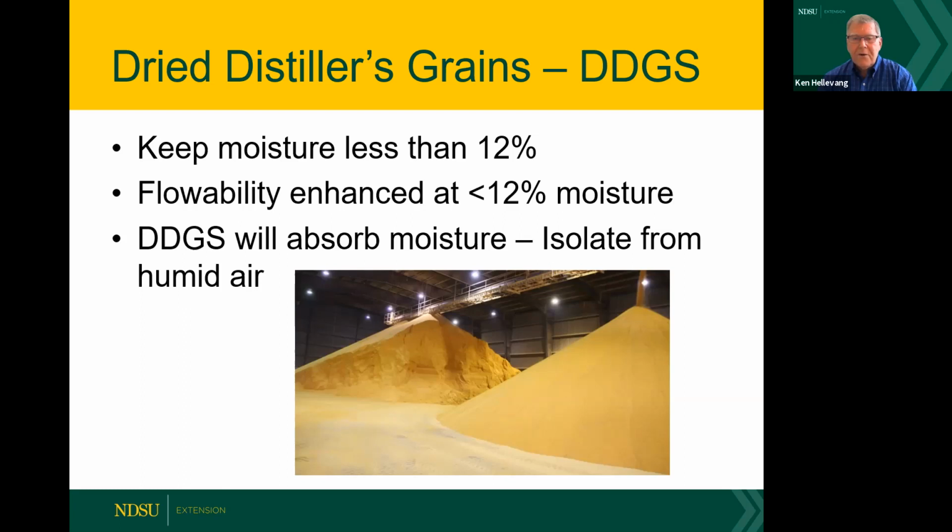The distiller's grains will absorb moisture just like other types of grain do. So it's critical that we're isolating it from the humid air. This building that is shown here, it would be critical that we prevent outside air from coming into that building. We need to really make sure if we're handling the grain in a structure like this, that we're not having damp outside air entering a dry inside environment.